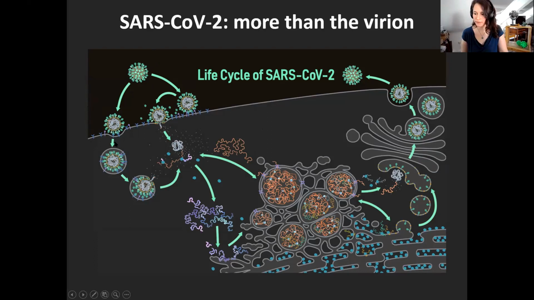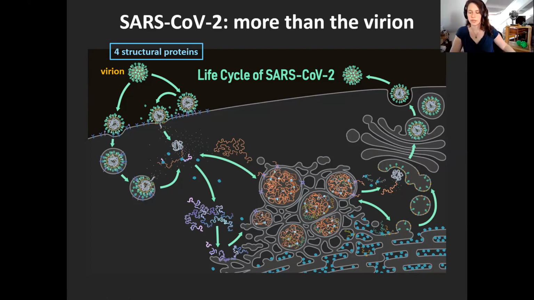It binds to the surface. Another theory is that it binds and makes an endosome and is sucked into the host cell. The host cell is the big gray thing here. And the virion contains 4 structural proteins and RNA and a double lipid membrane.